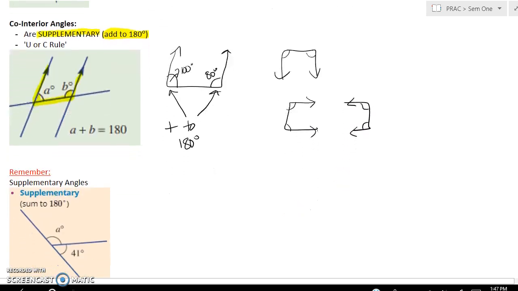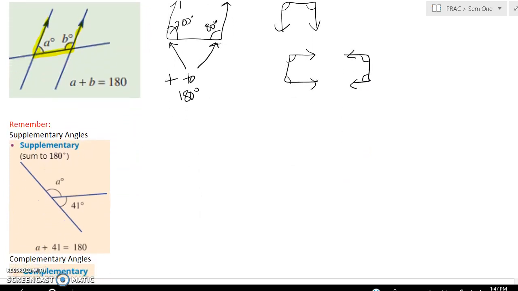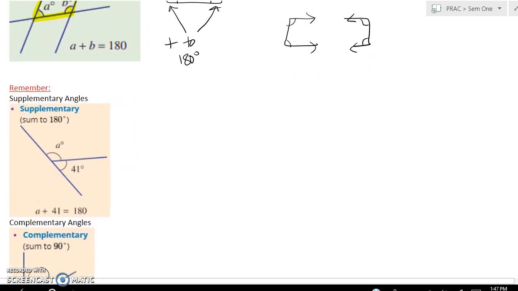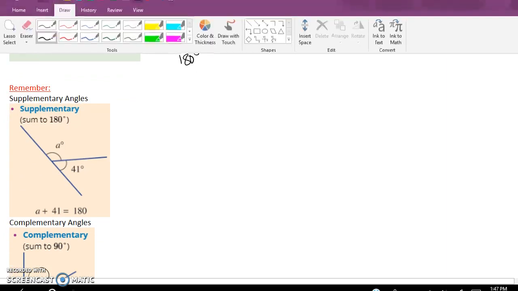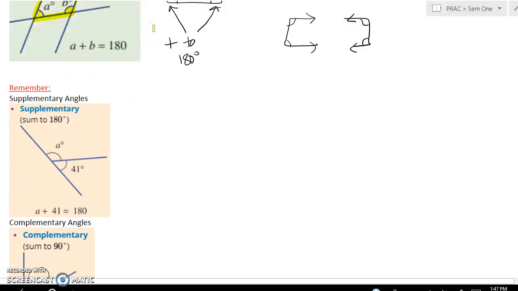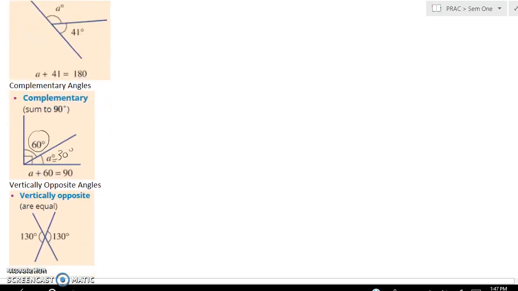Just before we jump into an example, I want to refresh your brains about supplementary angles. Remember, like I said before, they add to 180 degrees, and they're on a straight line. Complementary is when you have a right angle, and they are going to add to 90 degrees. So, for example, if that is 60, A is going to be 30 because they have to add to 90 degrees.